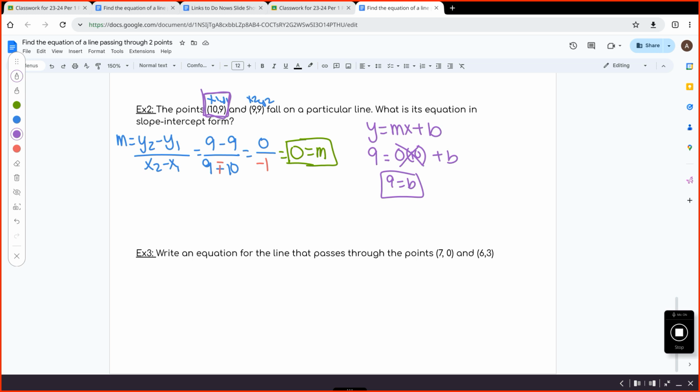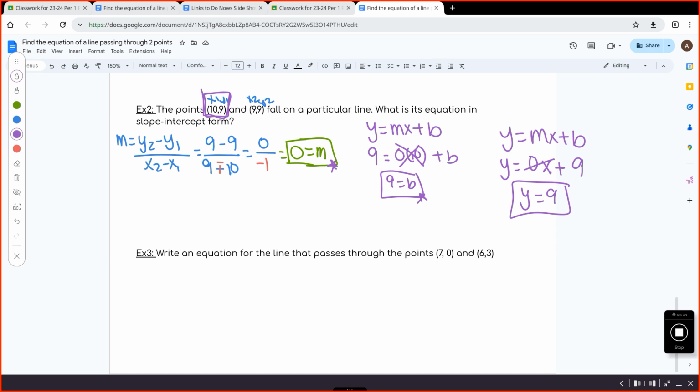All right, once we have our slope and our y-intercept, we can plug them into y equals mx plus b. So y equals 0x plus 9. 0x is just 0, so the equation of this line is y equals 9. And hopefully you recognize that this is a horizontal line because you just have y equals 9. The slope of a horizontal line is 0.